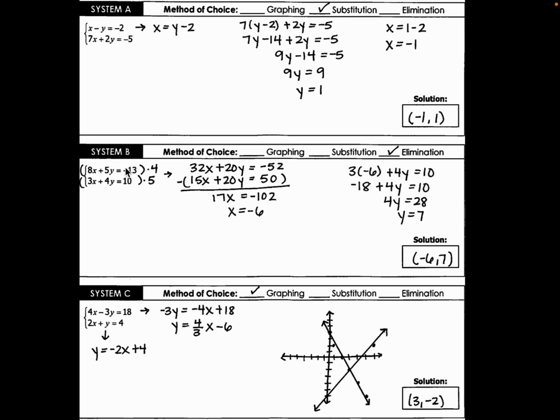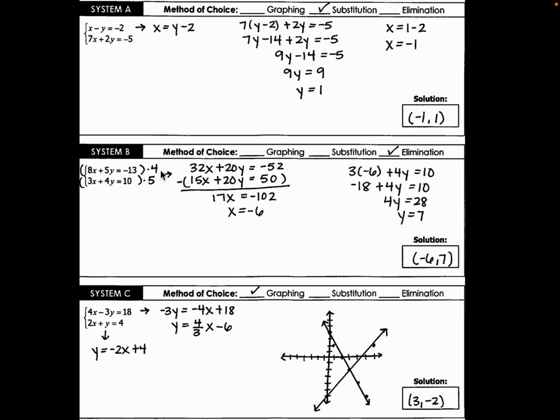And like I said, even though this doesn't look like a problem I would use elimination on, because our variables are lined up, we got both of our x's, we got both of our y's, we can think of something that we can multiply one or both of these equations by to get this common coefficient. So we're going to multiply this whole top equation by 4 and this whole bottom equation by 5. The reason we're doing that is because we can end up with the common coefficient of 20.